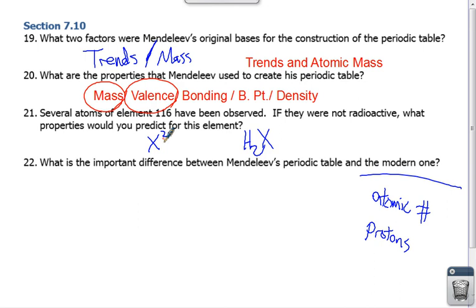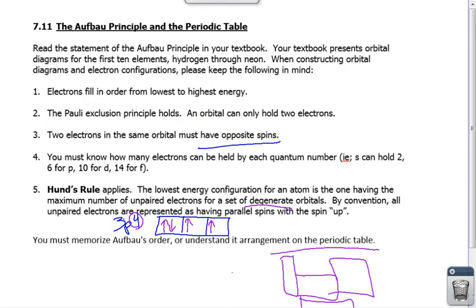Which is why Mendeleev is called the king. Not really, but he's called the father of the periodic table. There's a couple of mistakes in his periodic table, but they're not big ones. Things we already know: electrons flow from lowest to highest if we're talking about ground state. The Pauli exclusion principle holds. You can only have 2 electrons at a time, and they have to have opposite spins.